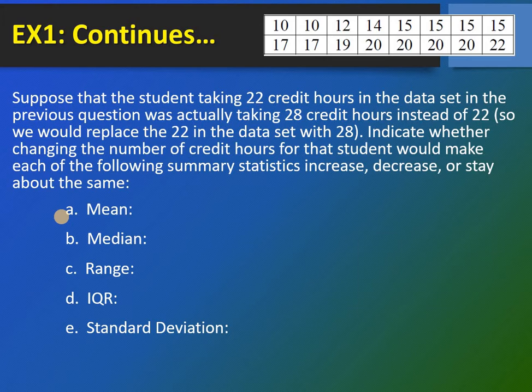What should the range do? Increase. Because the range is the maximum minus the minimum, and I've just made my maximum bigger. IQR. Stay the same, because that middle 50% is still the same, folks.